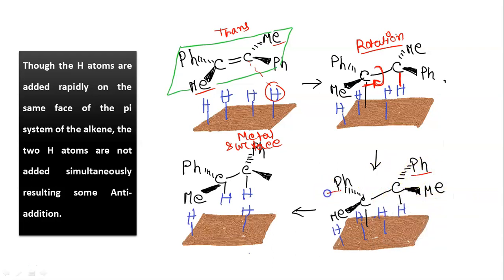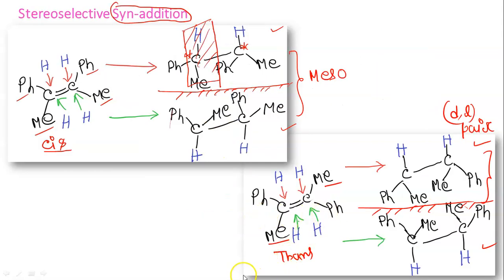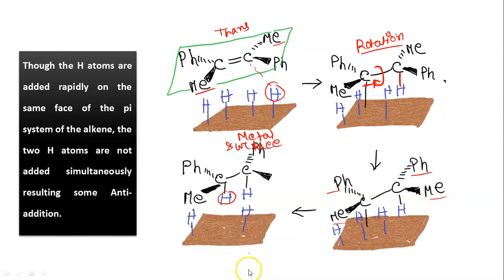Now see, both the phenyl group and methyl group are on the same side, and then the next hydrogen is added. So though both the hydrogens are added from the same side, they are not added simultaneously. That is why we are getting the anti-addition product. In the previous slide, we saw that from trans we obtained a DL pair, but here we have obtained a meso compound. So this compound is meso, there will be a methyl.